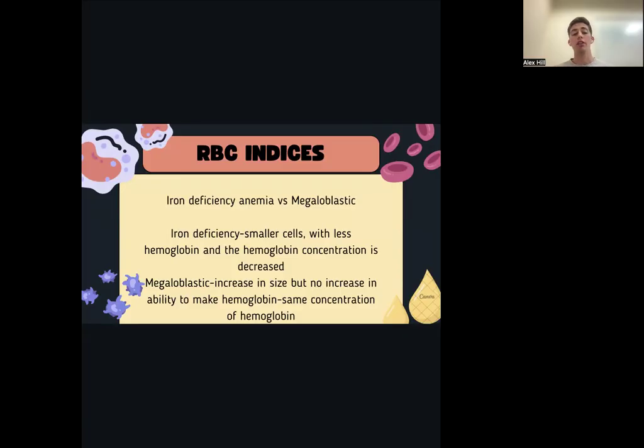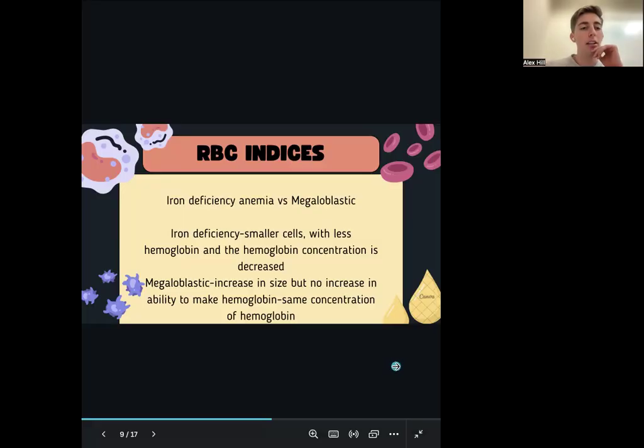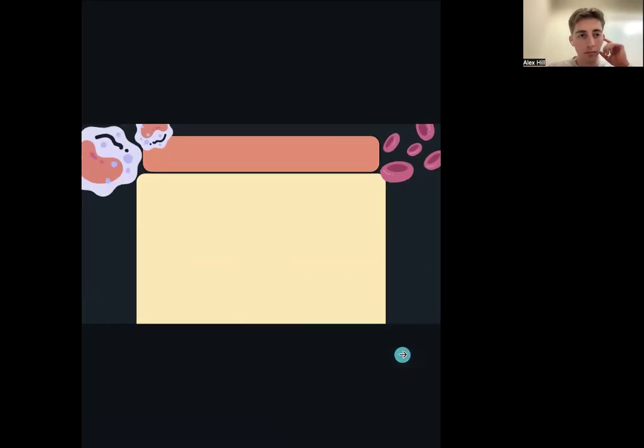For megaloblastic, you're going to have an increase in size, but no increase in the ability to make hemoglobin. So you have the same concentration of hemoglobin. So for this, you're going to have a high MCV because the size has been increased, and you're going to have a high MCH because you're going to have a normal amount of hemoglobin for that cell, but you're going to have a normal MCHC because it's going to be the same concentration of hemoglobin. Okay, I hope that makes sense. Reach out to me if you have questions.